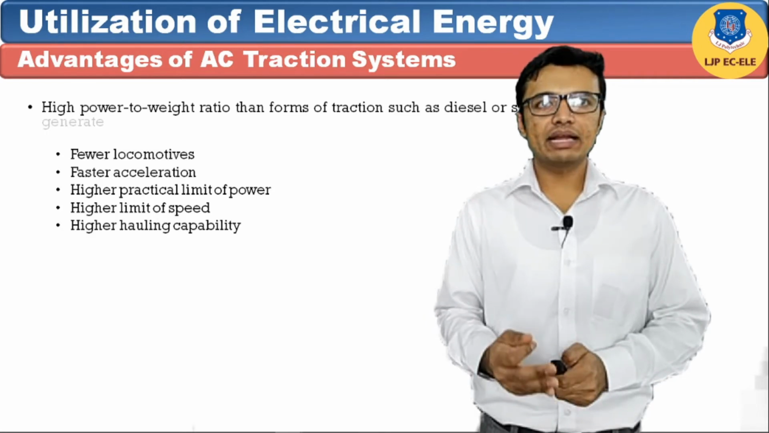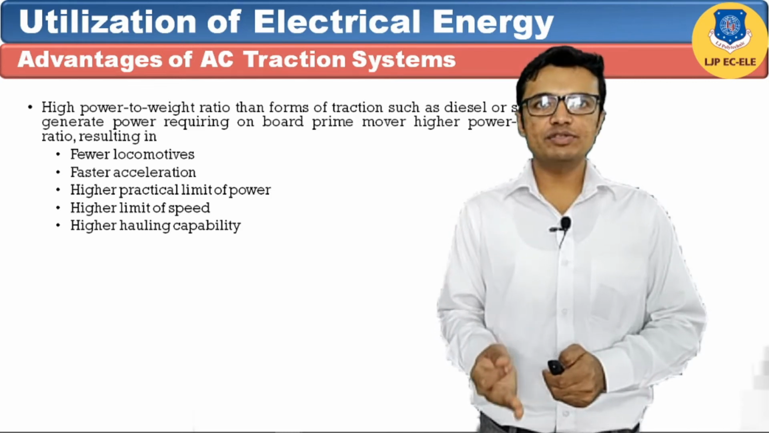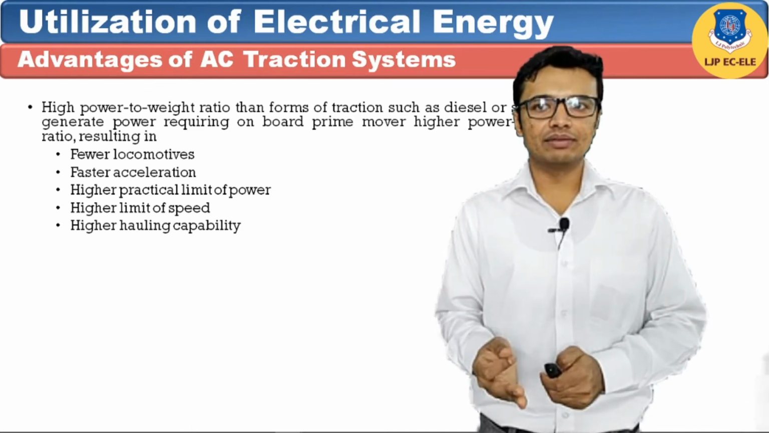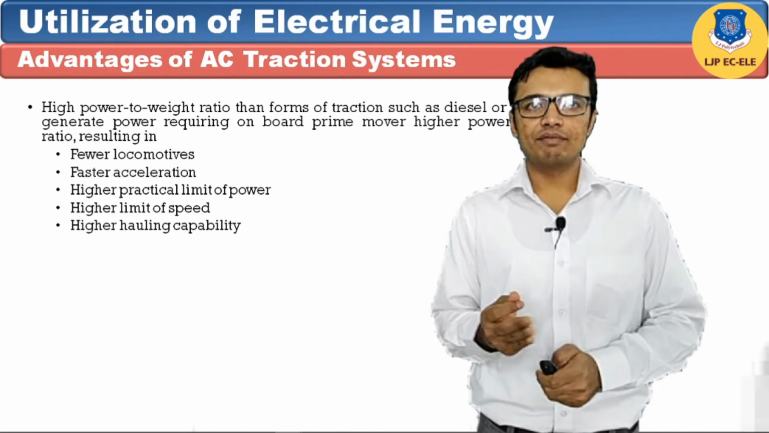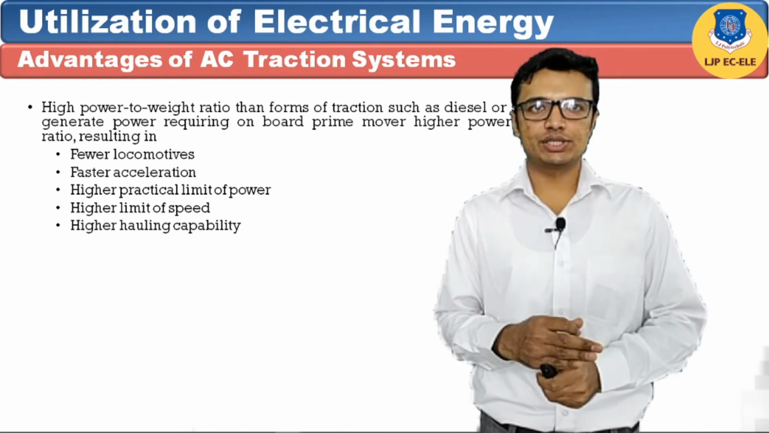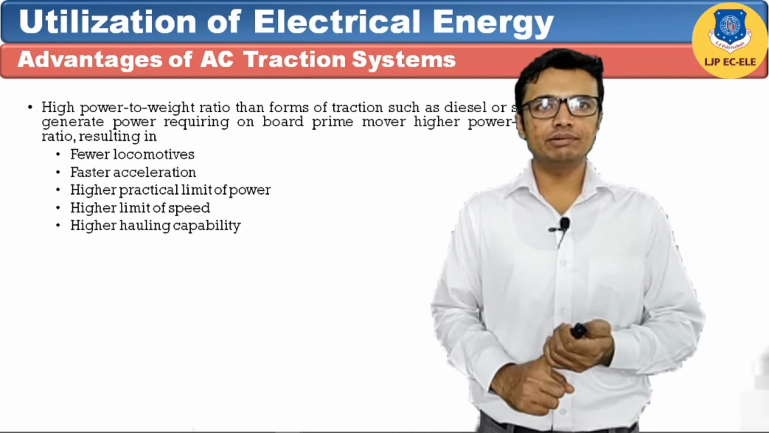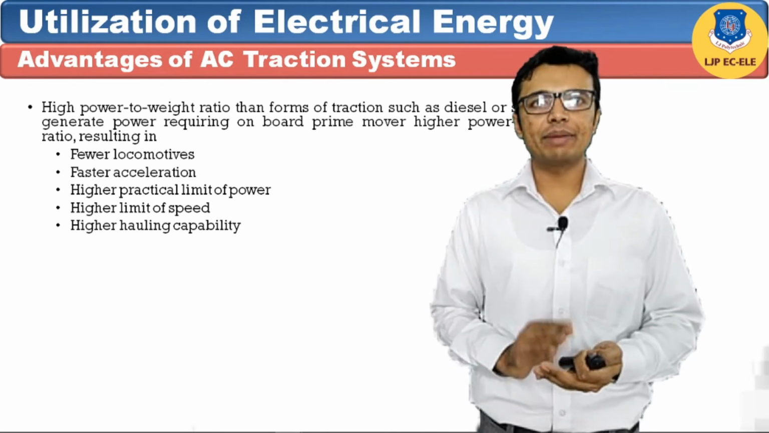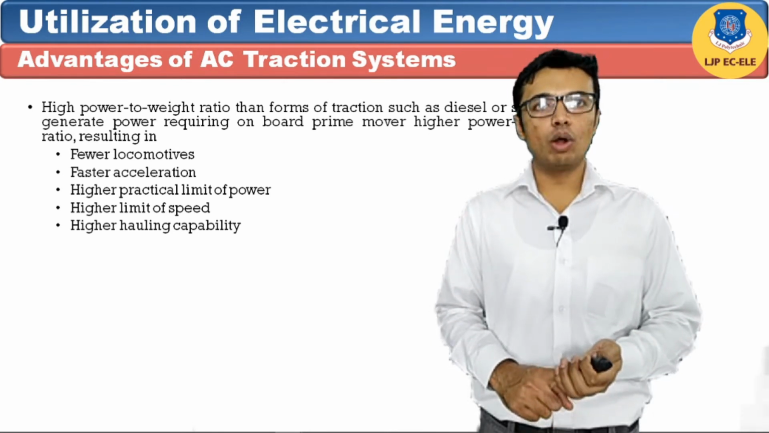It requires a higher power to weight ratio than the forms of non-electrical traction such as diesel or steam, which generate power using an onboard prime mover. Electric traction operates on a higher power to weight ratio, resulting in the following advantages: fewer locomotives, faster acceleration, higher practical limit of power, higher limit of speed, and higher hauling capability.